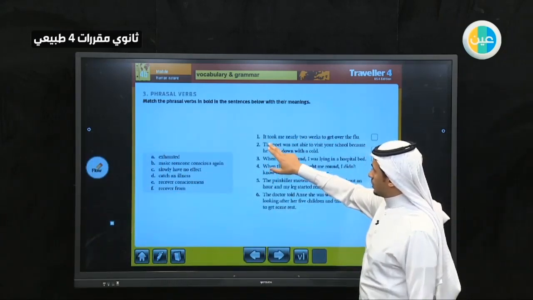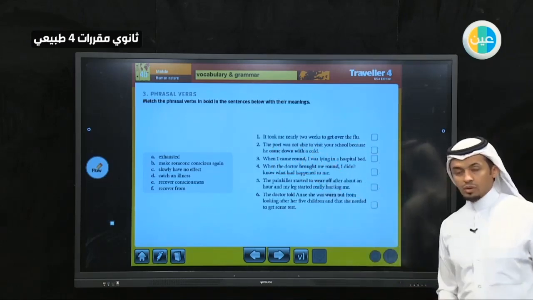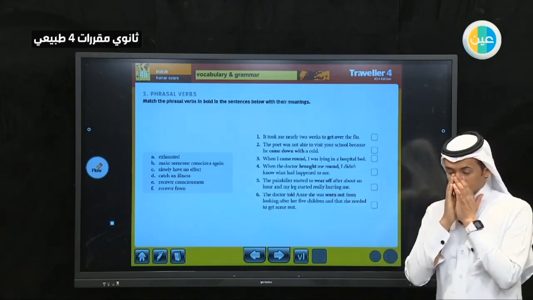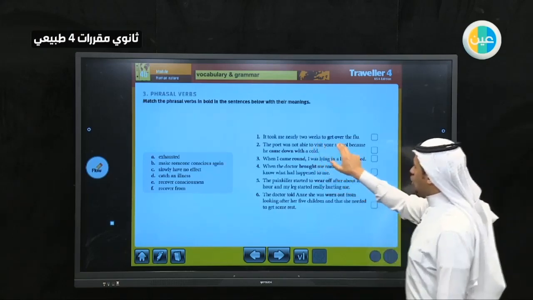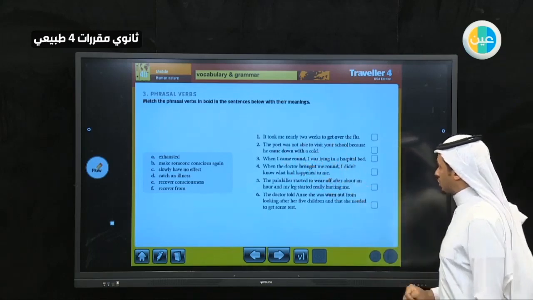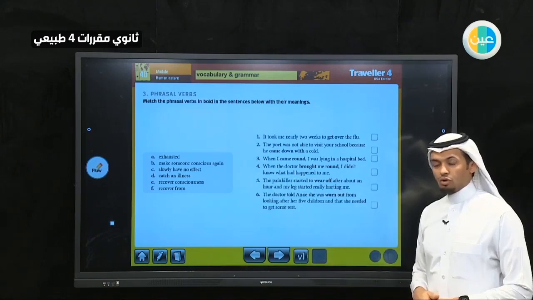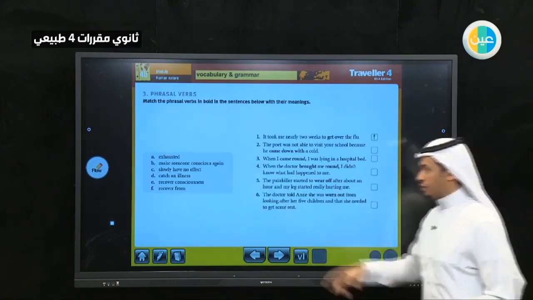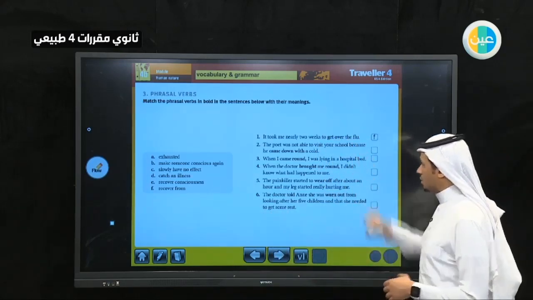Number 1. It took me nearly 2 weeks to get over the flu. So he had a flu that caused him sneezing or coughing. Get over, this is the phrasal verb. Which one do you think? To get over something is F, to recover from. So he is recovering now.